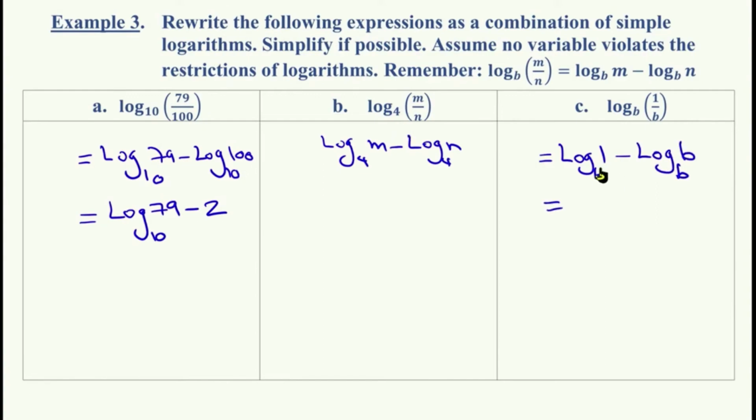What power of any positive number is 1? You guessed it, 0. And minus what power of a number is itself? You guessed that too, 1. So the final answer will actually be -1, like so. All right. So make sure you're comfortable with these, and then we'll proceed.